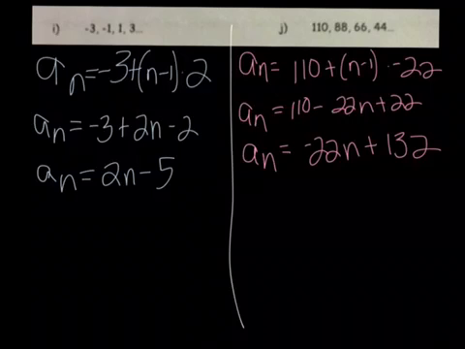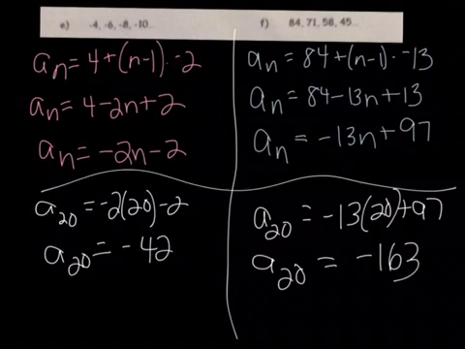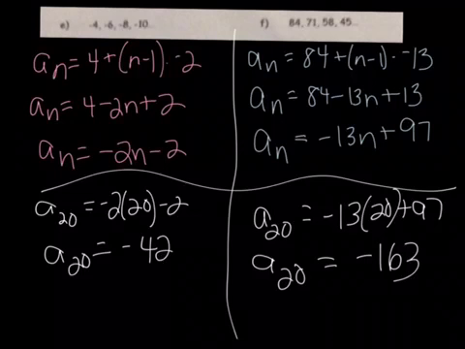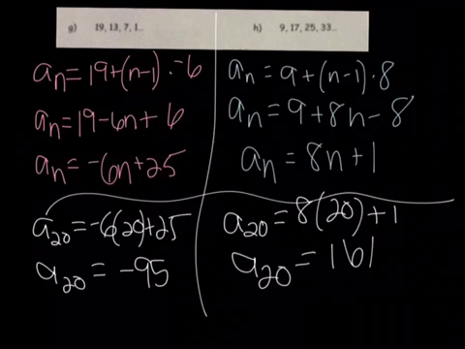Alright, good. Now go back and do a sub 20, or the 20th term, for each of these, and then come back and check your answers for those. For E, a sub 20 is negative 42. For F, a sub 20 is negative 163. G, a sub 20 is negative 95. H, a sub 20 is 161.